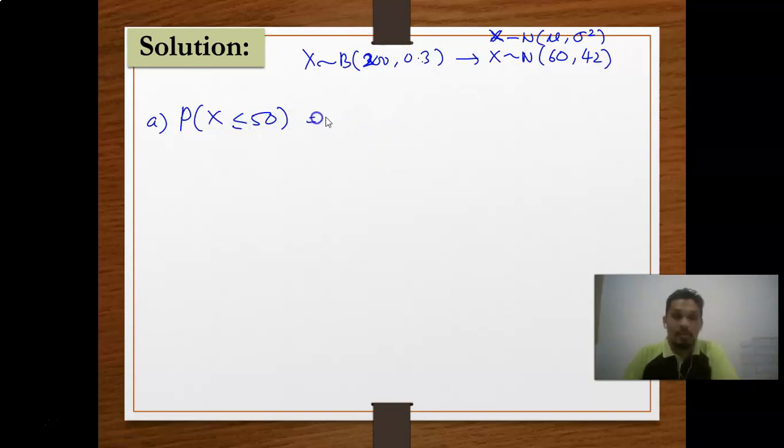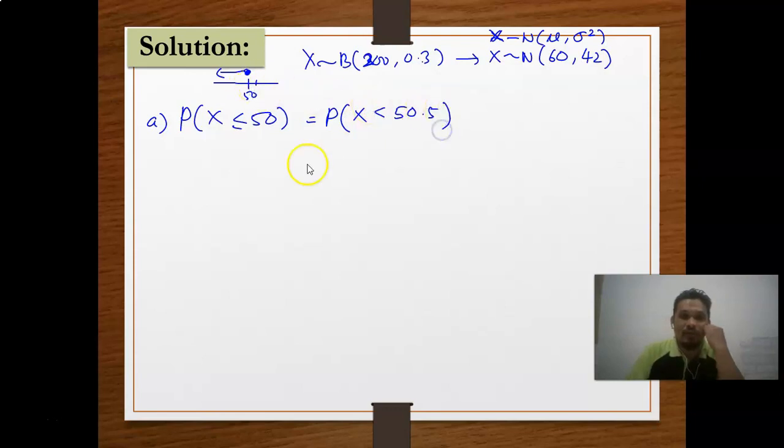So it is now equal to probability of x less than or equal to 50. Since that is equal to 50 here, we take an extra step of 0.5 to the right. So it is now x less than 50.5, which is 50 plus 0.5.